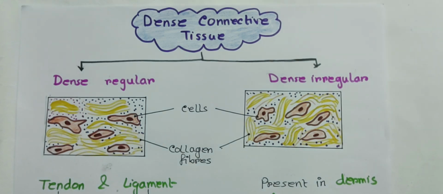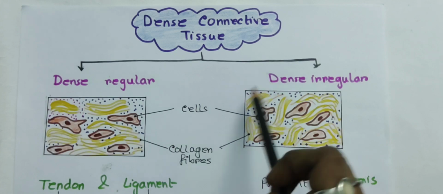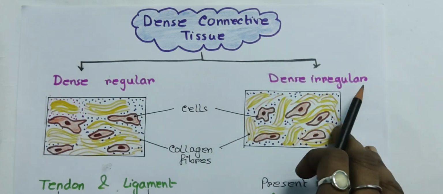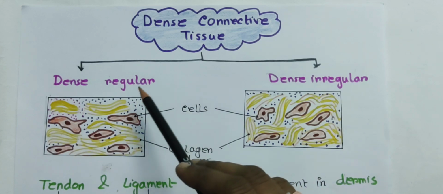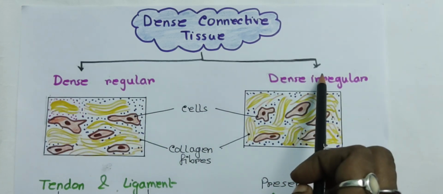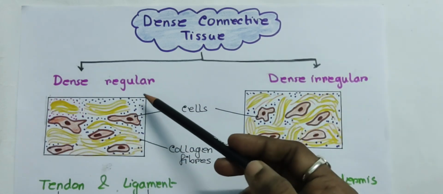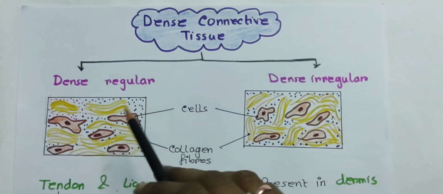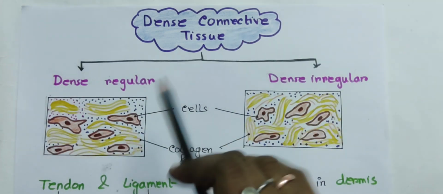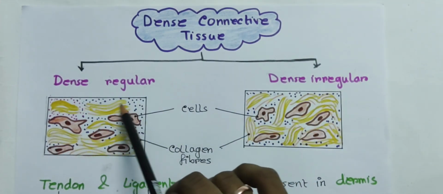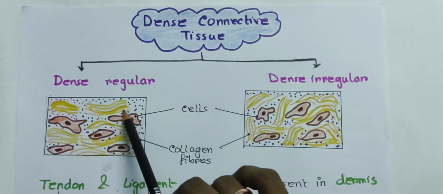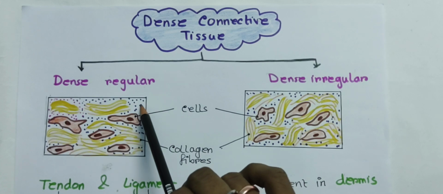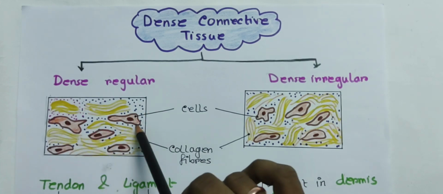After the loose connective tissue, the second type of connective tissue is dense connective tissue. So here it is. Dense connective tissue is further divided into dense regular and dense irregular. By the term we can understand that regular means all the components are in regular pattern, all facing at the same direction. Look at the picture, the collagen fibers are facing at the same direction. There are cells also and matrix. So this is the dense regular.